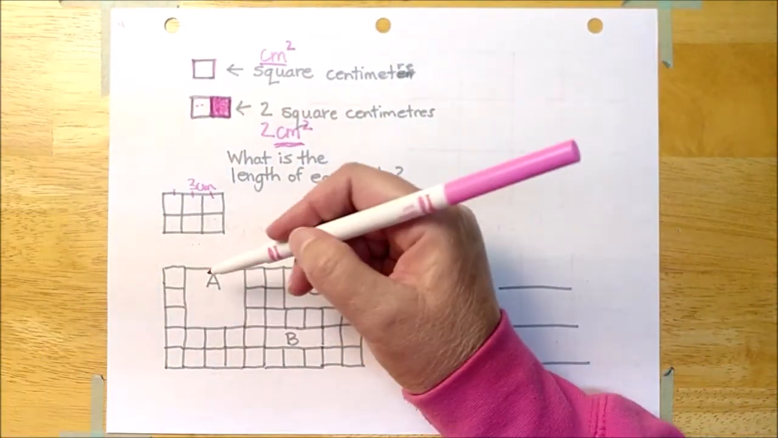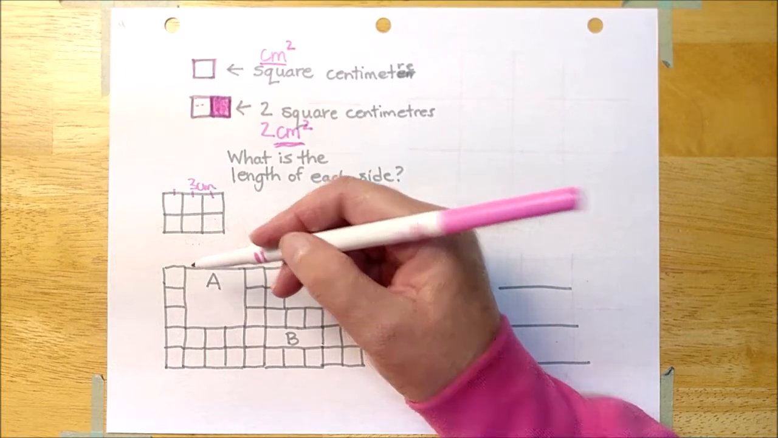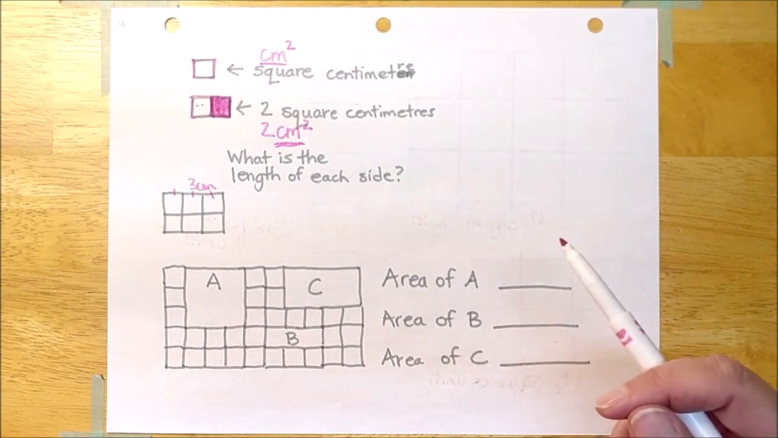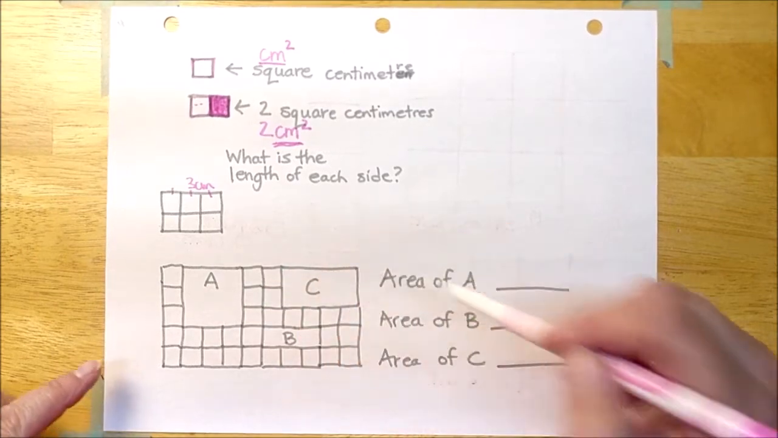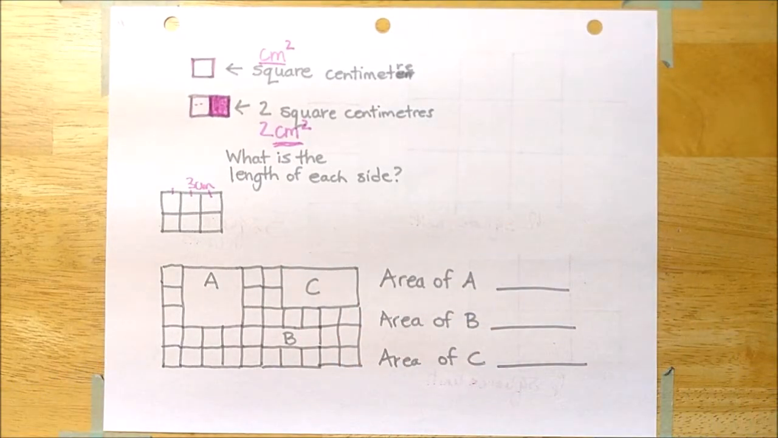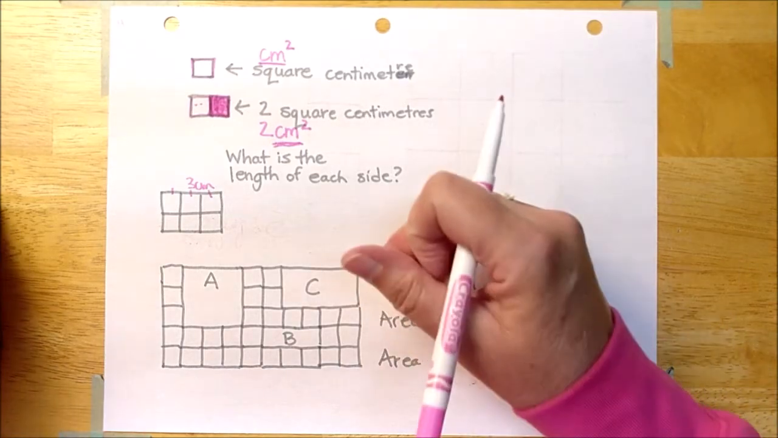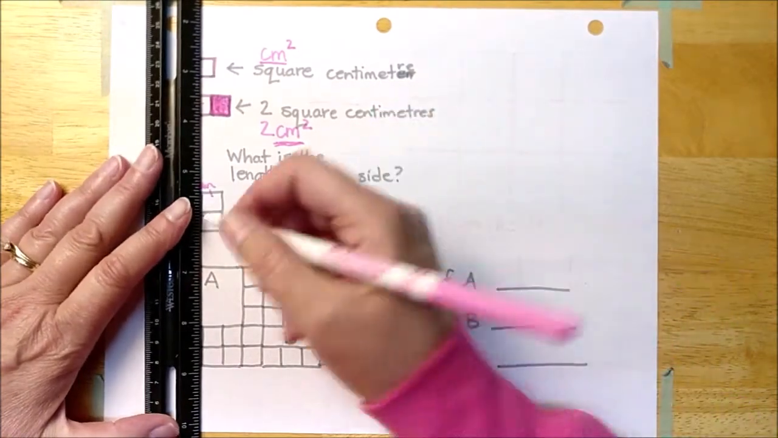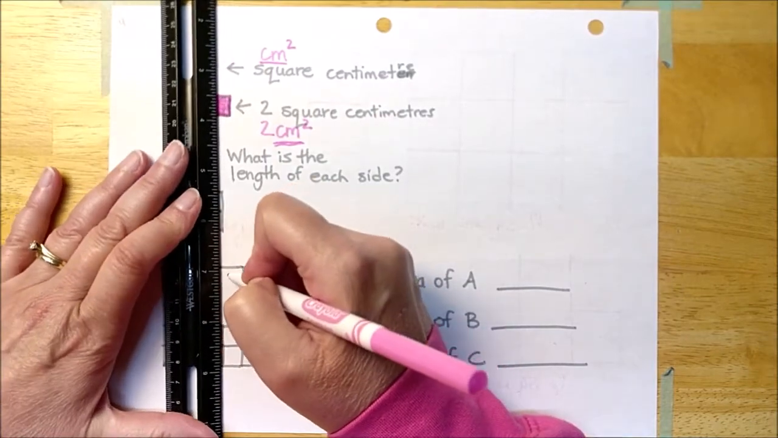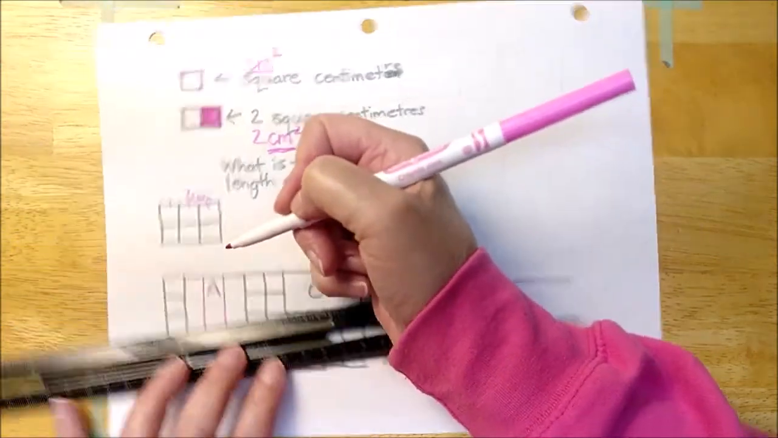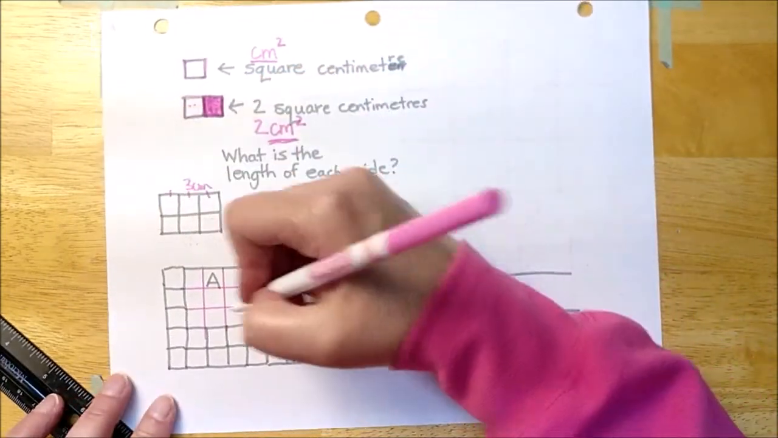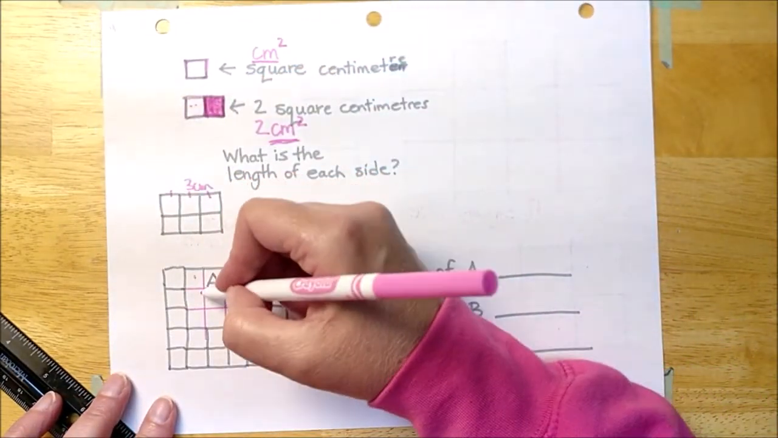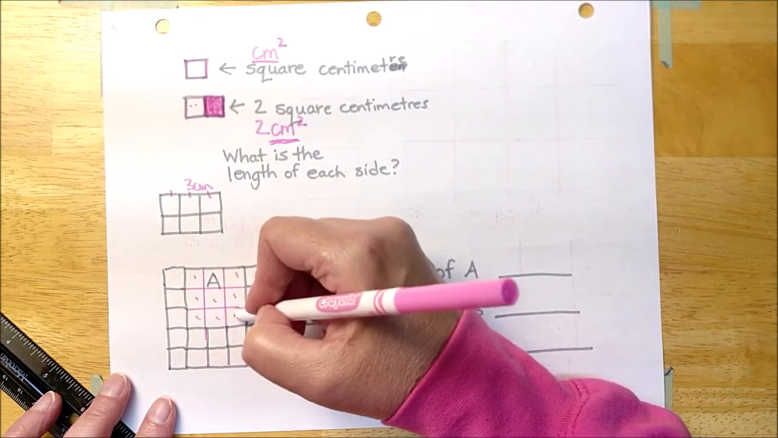Okay, so here we have a drawing, and I've taken out the lines inside these 3 shapes, A, B, and C. So you need to figure out what the area of A is. And a really easy way to do that is just to continue these lines and fill them in, and then you will be able to count. 1, 2, 3, 4, 5, 6, 7, 8, 9.